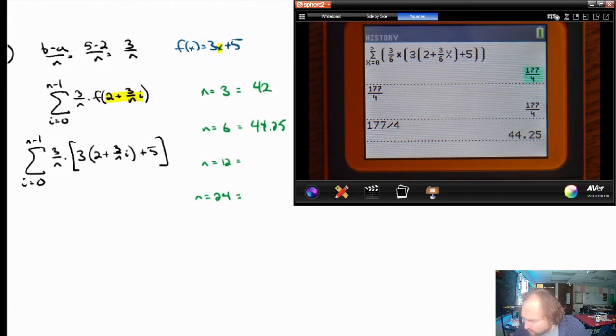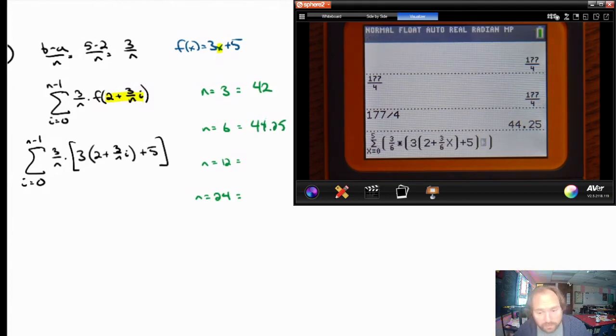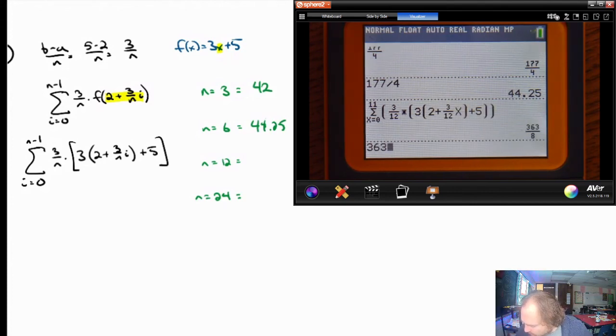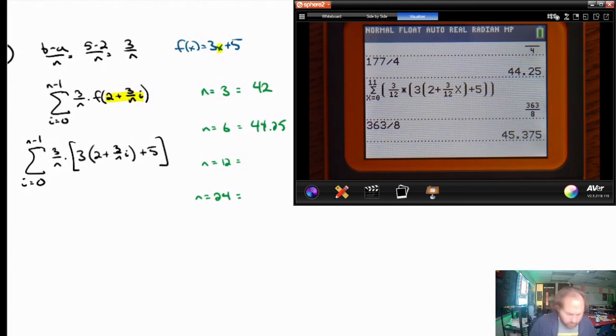Okay. And if I wanted to do n equals 12, again, I would just change this number to the number 11. Whoops. 11. I would change this number to the number 12. Change this number to the number 12. And I would hit enter, and I would get that number. 363 divided by 8 is 45.375.